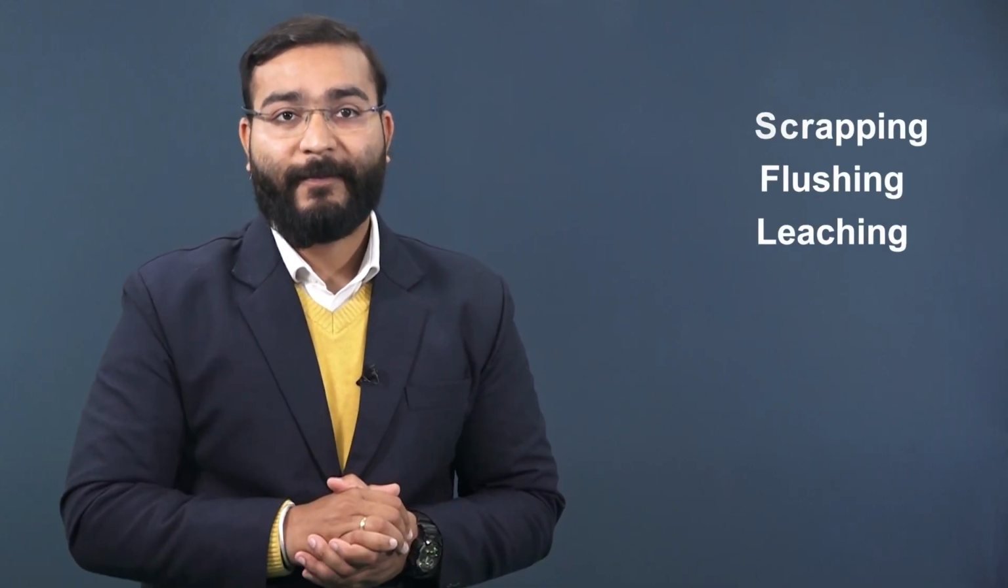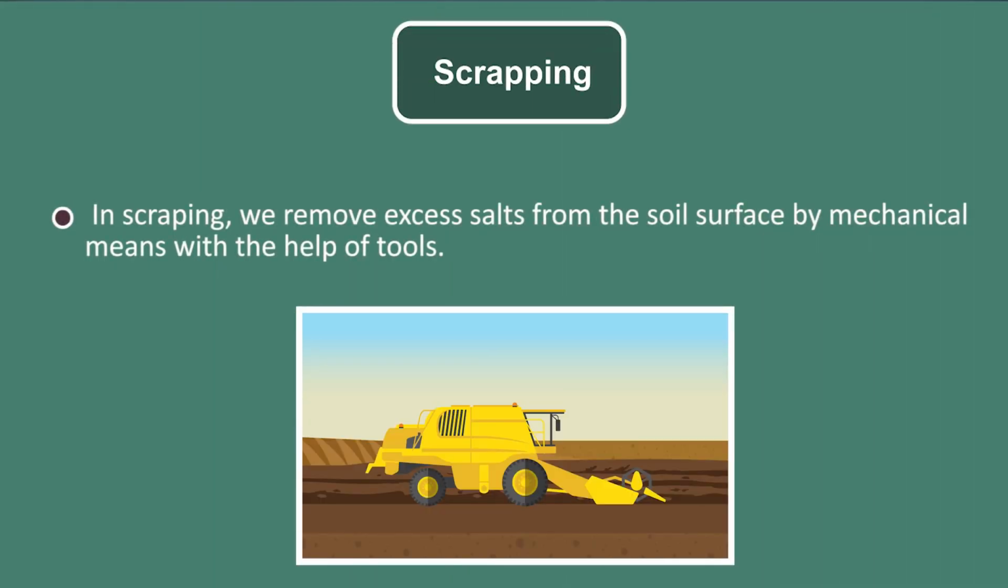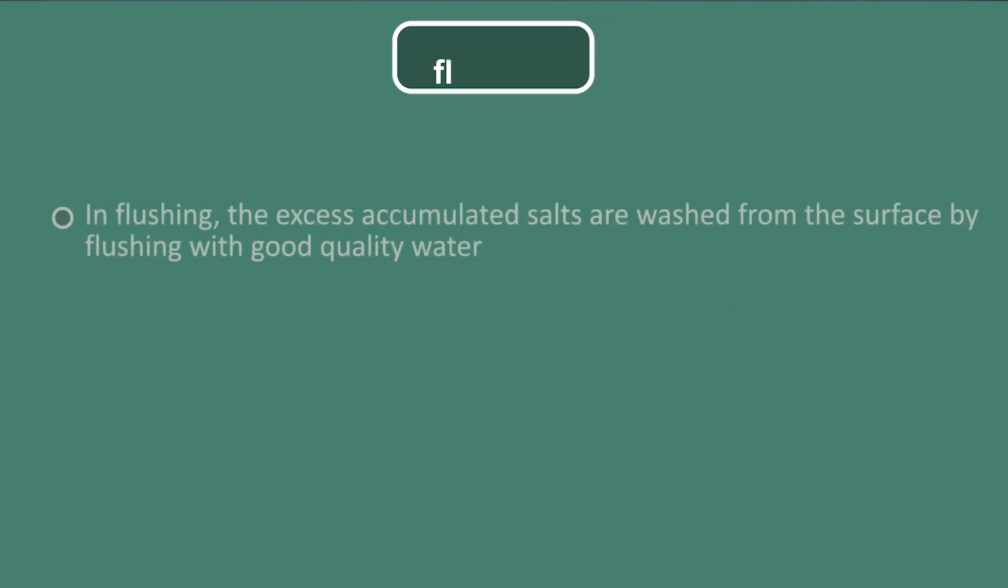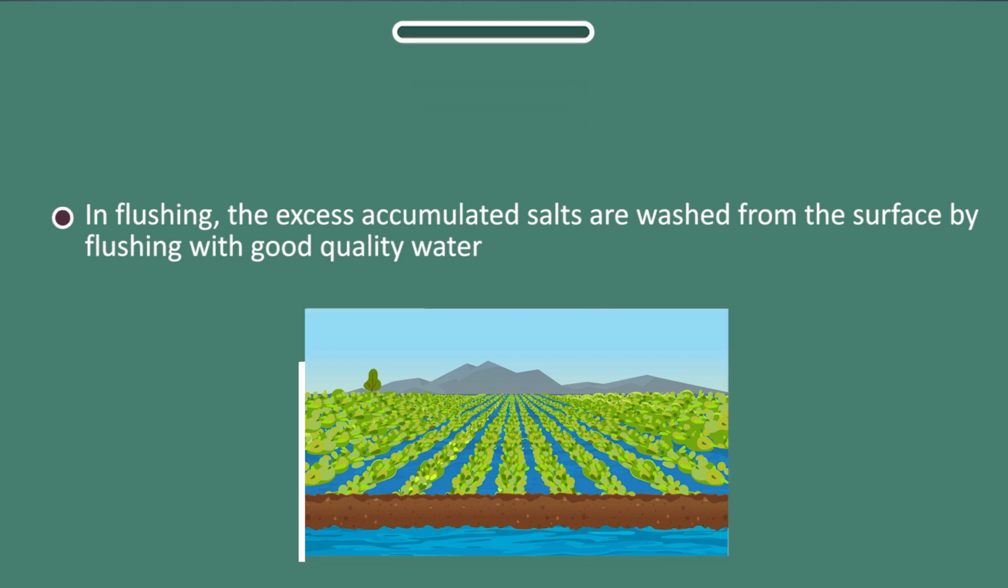Now student, let us go to the next part of this session, which includes management of the soil. Student, there are certain techniques by which we can manage the soil. Let us see some techniques. These soils are reclaimed through scraping, flushing and leaching process. In scraping, we remove the excess salt from the soil surface by mechanical means with the help of tools. In flushing, the excess accumulated salt is washed from the surface by flushing with good quality water.